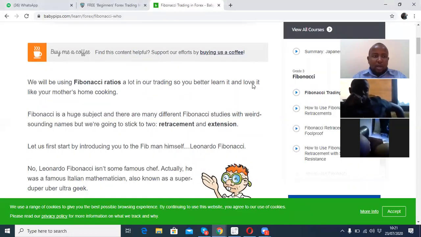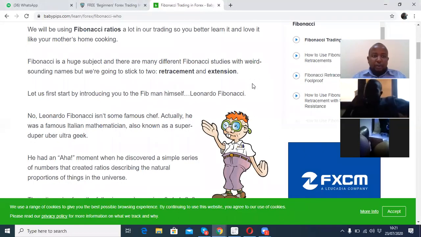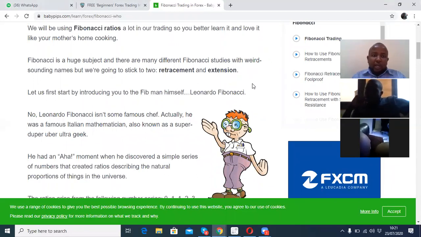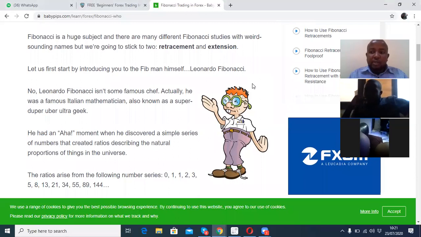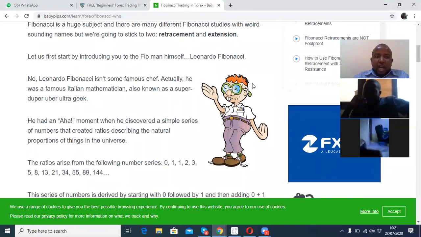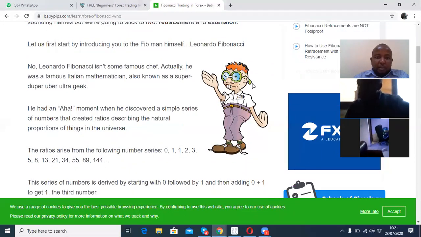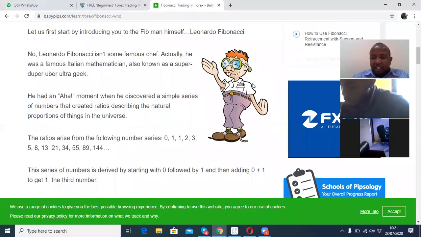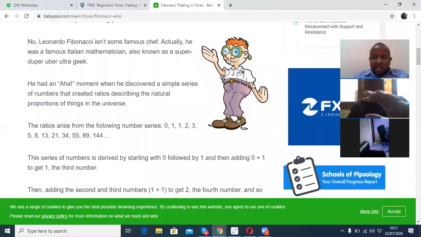We'll be using Fibonacci in our trading, and Fibonacci is a huge subject, with many different Fibonacci studies with weird-sounding names. We'll be looking at two things: retracement and extension. Let's first start by introducing the guy himself. He's called Leonardo Fibonacci, and he's not some chef. He was an Italian mathematician, also known as a geek.